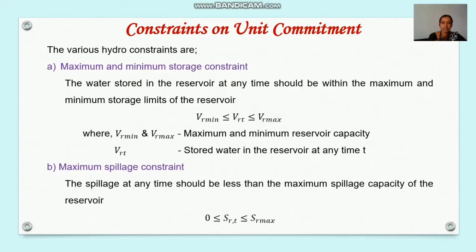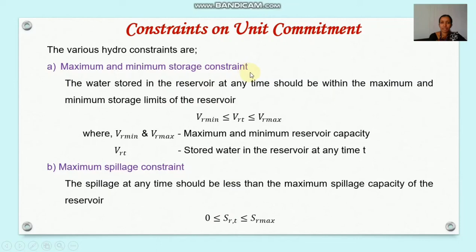And this constraint states that the spillage at any instant should be less than the maximum spillage capacity of the reservoir. There is a maximum limit on the water we can spill through that spillway. So at any instant, the water going through the spillway must be less than that maximum capacity, that is 0 less than or equal to SRT less than or equal to SR max. So this is the maximum spillage capacity of the reservoir, and this is the spillage from the reservoir at any time t.